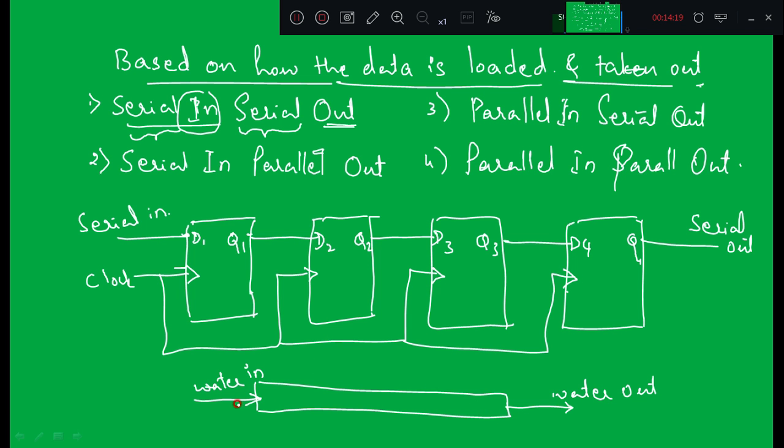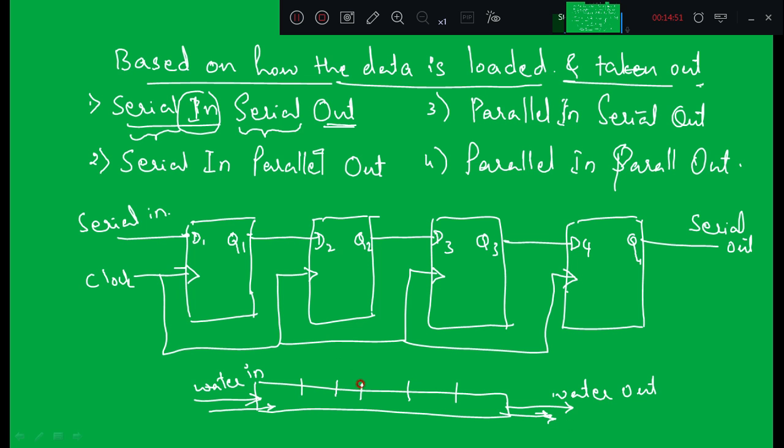Okay. Now, what happens here? When the water enters from this end, it will come out of that pipe from this end, because it doesn't find any outlets, right? So the pipe is solid, it doesn't have any small holes, so it is not leaking, right? So if that is the case, then from one end the water will enter, and from the other end the water will be taken out, right?